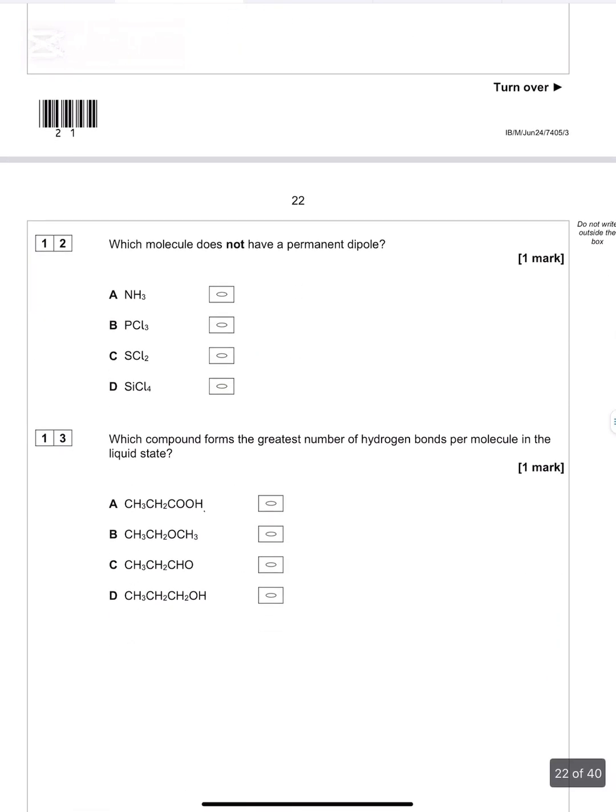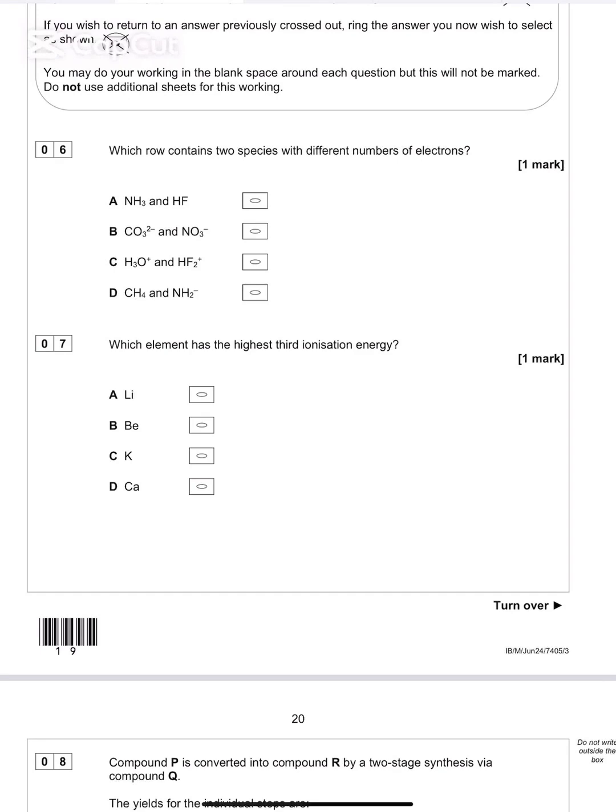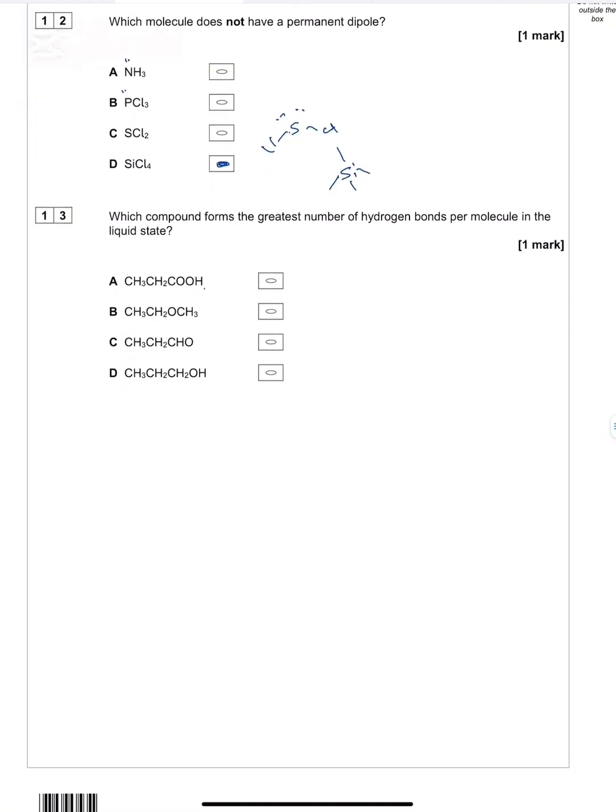Which molecule does not have a permanent dipole? We are looking for something that doesn't have any lone pair, so all of it has bonds with the same atom. NH3 has a lone pair of electrons and 3 bonds, and the same for BCl3. Sulfur dichloride is sulfur with 2 chlorines and 2 lone pairs. All of these have a permanent dipole, while silicon with the 4 chlorines is symmetric and doesn't have a permanent dipole.